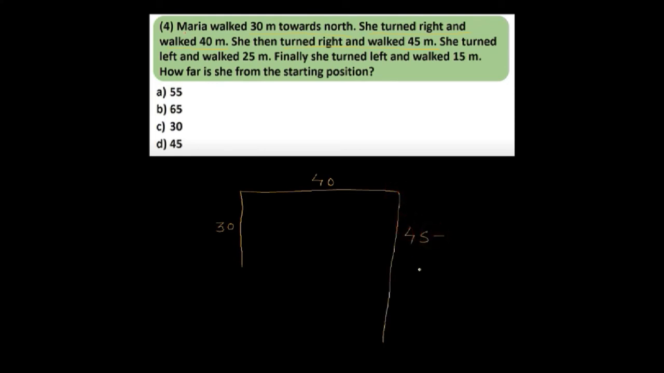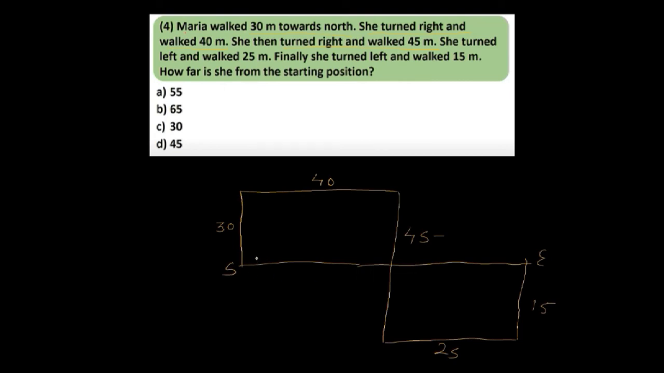She turns left and walks for 25 meters. So this is 25. And finally she again turns left and walks for 15 meters. So this is the end point. So this was the start point and this was the end point. We have to find the distance between start and the end. So this is a very simple problem, how far she is from the starting position.